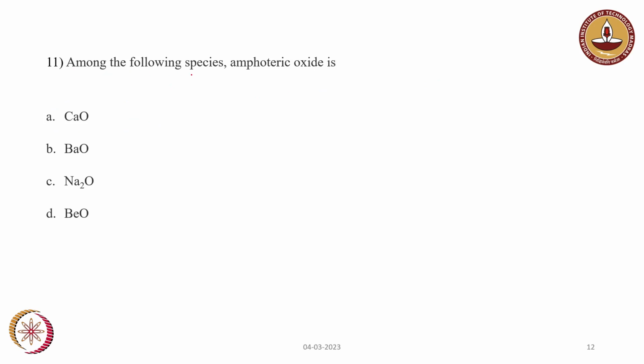Next question is, among the following species, the amphoteric oxide is: option A is calcium oxide, B is barium oxide, C is sodium oxide, and D is beryllium oxide. So in the group 2 oxides, basicity increases when we move down the group, and because of the small size of beryllium, it shows different properties compared to other group members. So beryllium oxide is an amphoteric oxide.